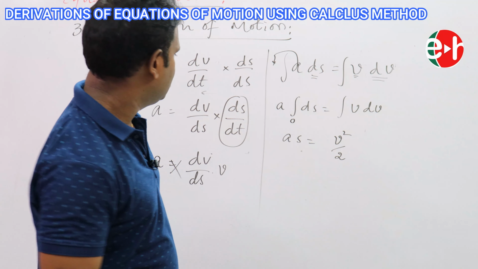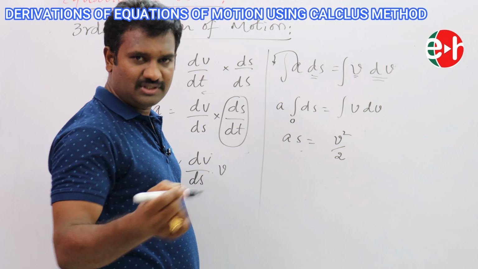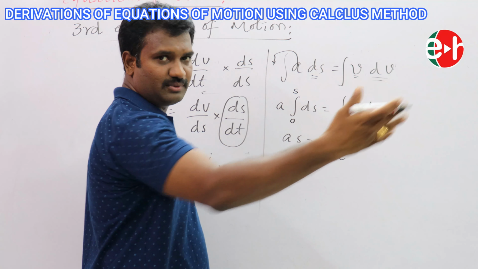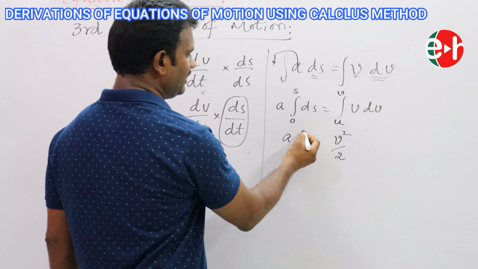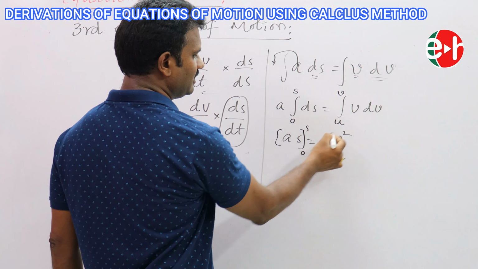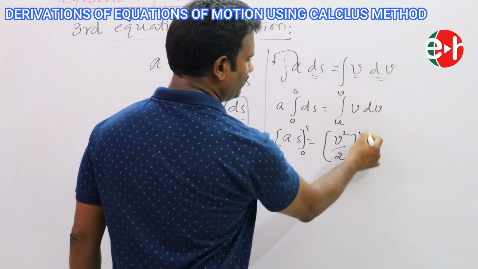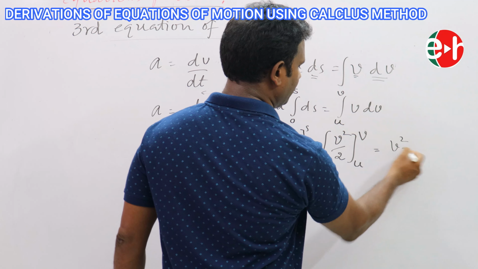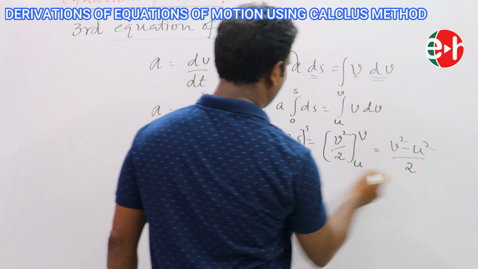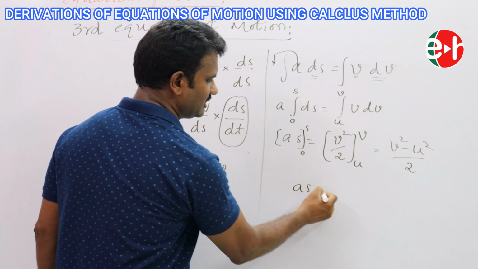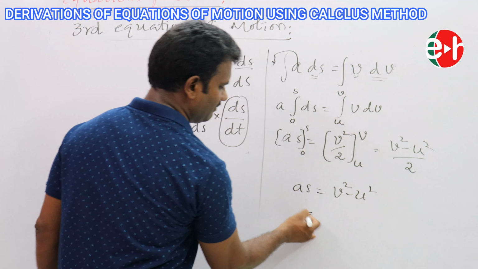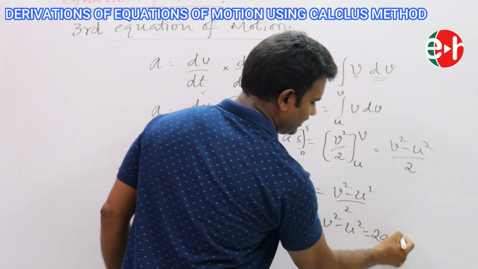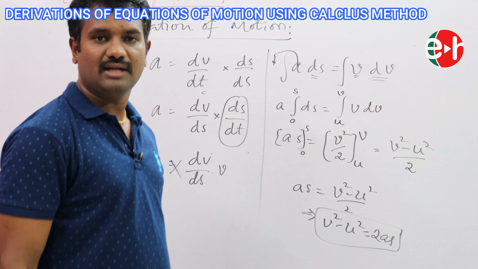Now I am applying the limits. At the position 0, at the starting position, the velocity may be u, and after reaching some position s, its final velocity is v. Then a into s within the limits 0 to s, and this side is from u to v. By applying the upper limit and lower limit, what do I get? v square minus u square by 2. So as is equal to v square minus u square by 2. That implies v square minus u square is equal to 2as. This is our third equation.